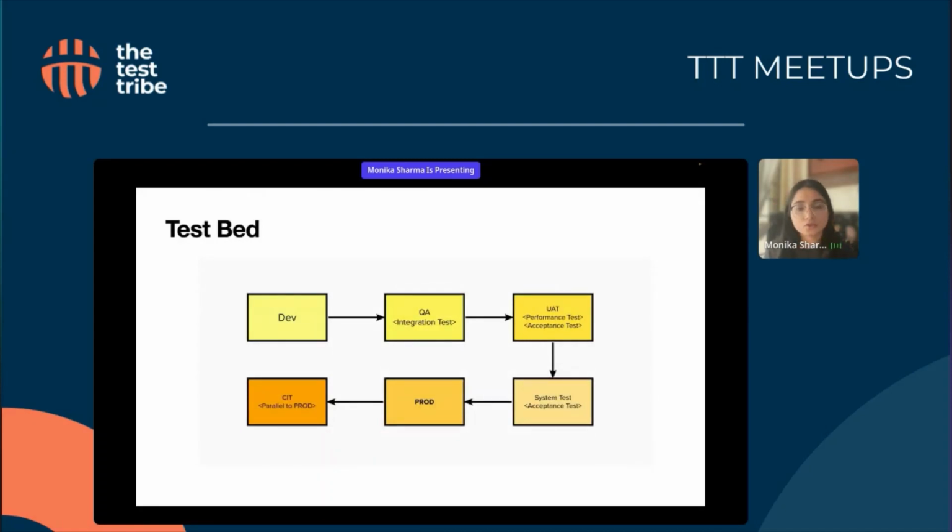This is the maximum number of environments I can have for testing: from dev we promote to QA, then from QA to UAT, to system test, to prod, and prod to CIT. There are certain projects where the code is promoted from dev to QA to prod, or QA to UAT and UAT to prod. So what test bed do we have?